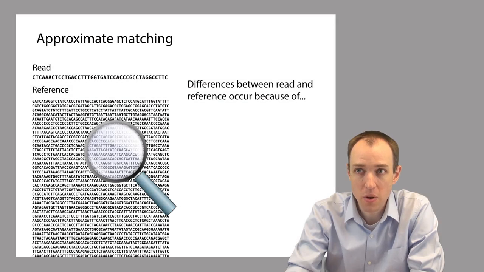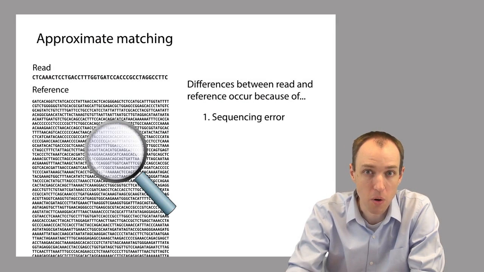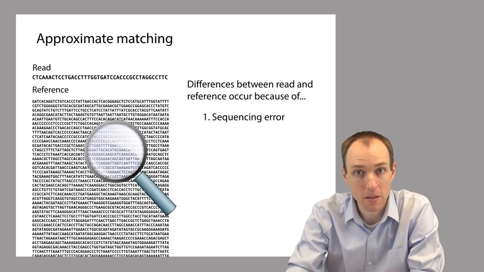So one of the reasons we might expect differences between the read and the reference is because of sequencing errors, like we discussed before. Sometimes the sequencer will make mistakes. It will miscall a base in the sequencing read, and when that happens, that base might no longer match the reference genome.